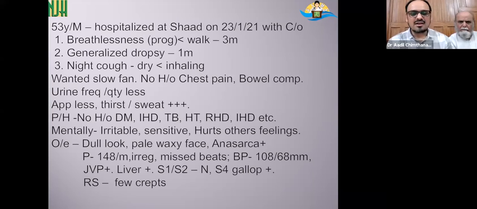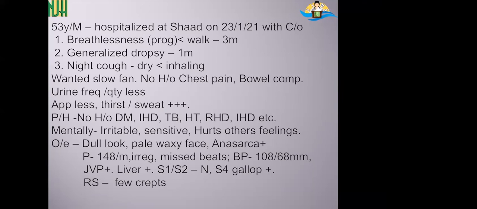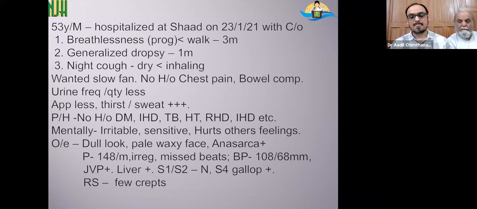On examination, dull look, pale waxy face, anasarca was obviously visible. Pulse was unusually high, 148, irregular, missed beats. That was a catchy point that this man has arrhythmias and is suffering from heart disease. BP was very low, 108 or 110 by 70. JVP was high. That means he had gone into congestive cardiac failure. Liver was palpable. S1, S2 were normal. Normally we can hear lub, dub, lub, dub, which is normal.